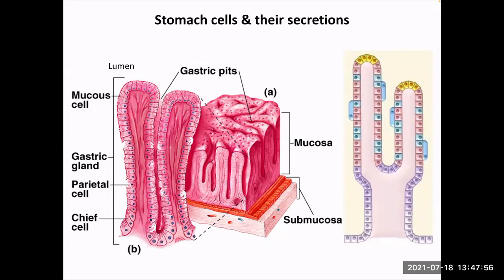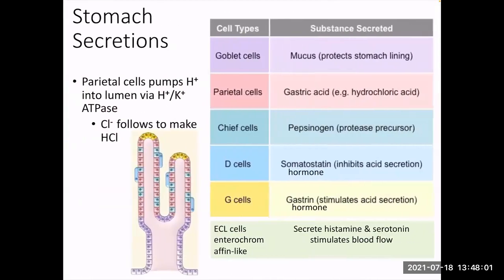So we have our goblet cells located at the very base of the mucosa. These goblet cells secrete mucus. That mucus is very important in protecting your stomach lining so that you don't digest your own stomach. And then you have your parietal cells.